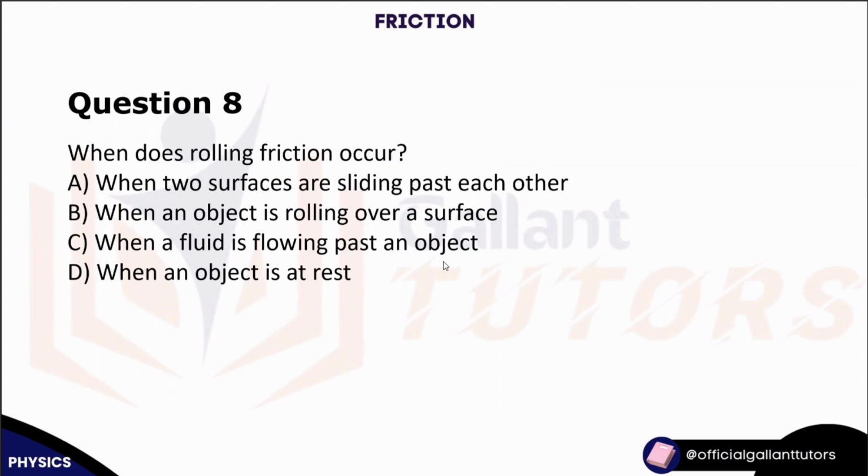Next one, question 8. When does rolling friction occur? Okay, first they said when two surfaces are sliding past each other. Kind of correct. Okay, when an object is rolling over a surface. Okay, when a fluid is flowing past an object. Okay, when an object is at rest. This is static friction. Let's start from here.